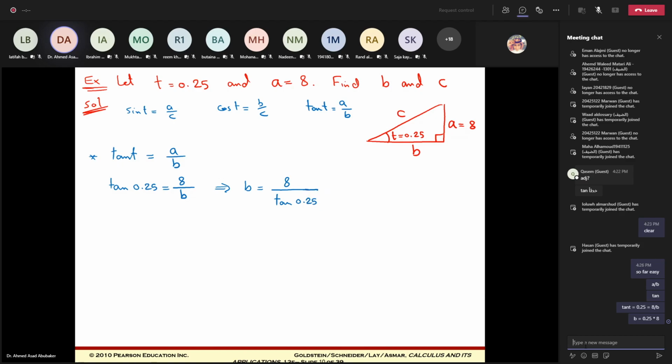Okay, 0.25. So by calculator, this is equal to what? 8 over tan 0.25 equals what? Give me your answer.